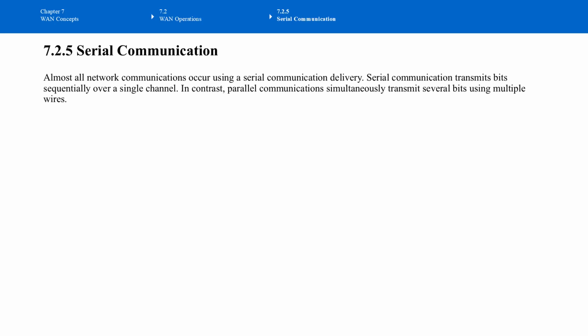7.2.5 Serial communication. Almost all network communications occur using a serial communication delivery. Serial communication transmits bits sequentially over a single channel. In contrast, parallel communication simultaneously transmits several bits using multiple wires.